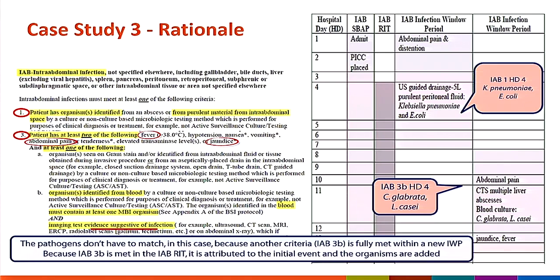Because these are both IABs, you would not record 2 separate intra-abdominal infections if you're reporting this. You would instead simply add these organisms onto the first reported event.